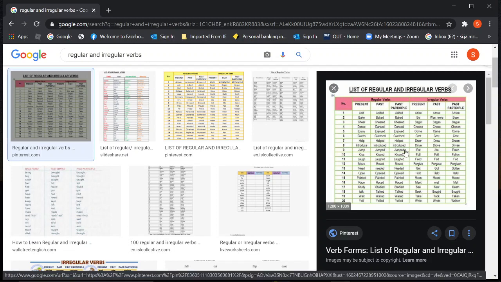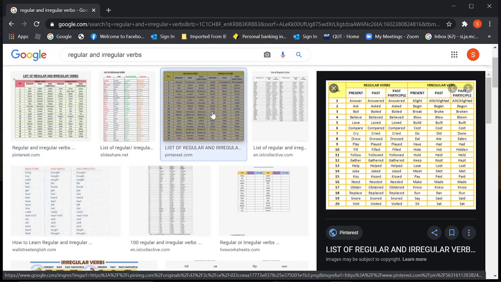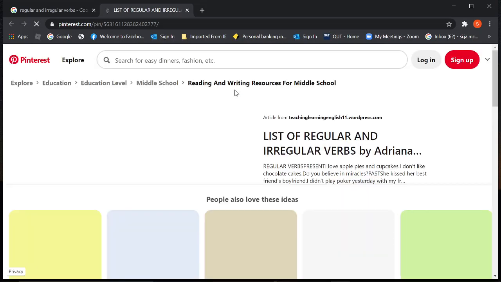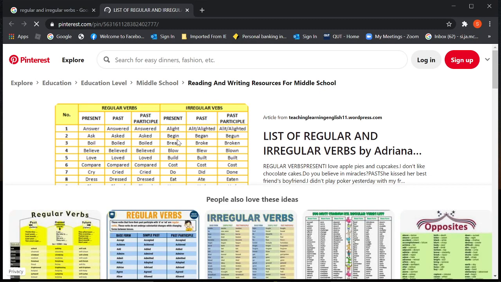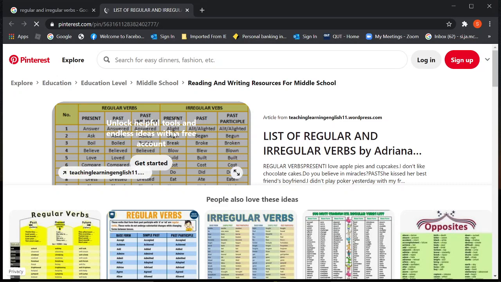There's many of these lists on Google. You can go through and have a look at any of these. These will be good for your self-study or just to check that you know these verbs and how they change. So regular and irregular verbs. Probably the most difficult thing about past simple, and there's nothing to be done for this except to learn them.